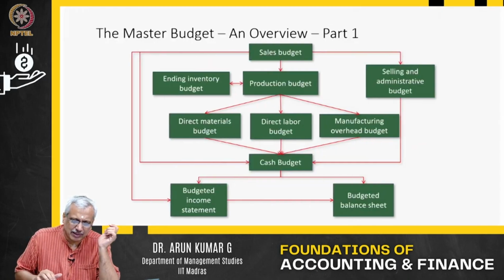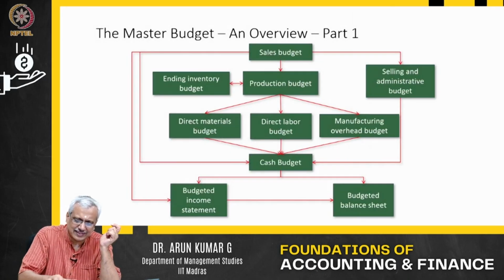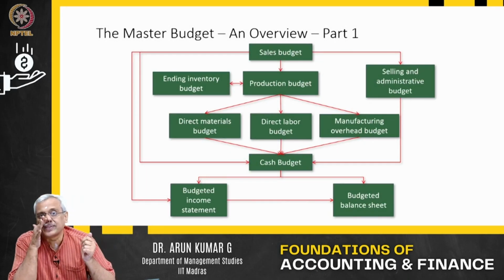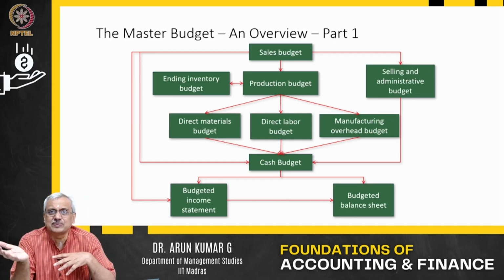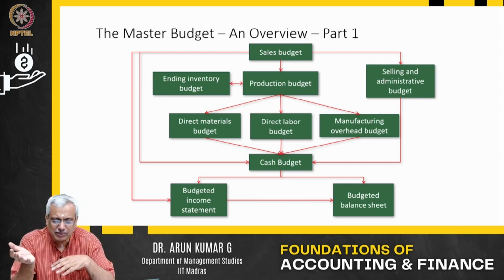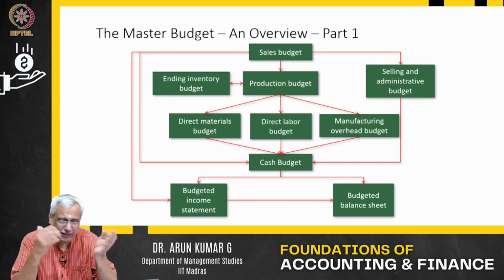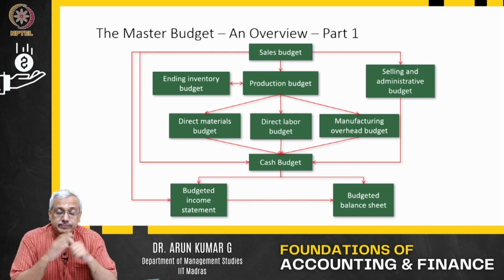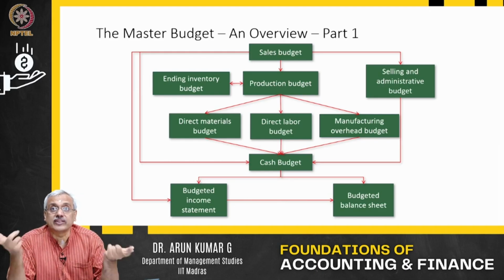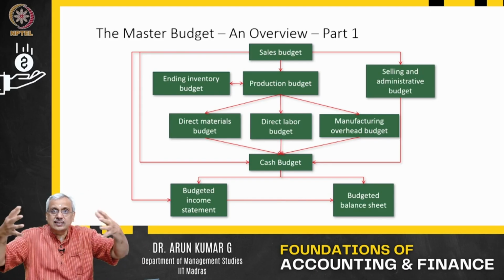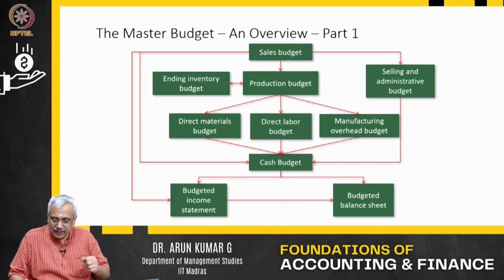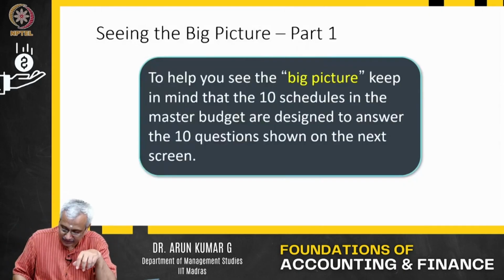What are the 10 schedules in the master budget? 1, 2, 3, 4, 5, 6, 7, 8, 9, 10. Count all these schedules: sales, ending inventory, production, selling and administrative budget, direct material budget, labor budget, manufacturing overhead budget, cash budget, P&L, balance sheet. The input also comes from the sales person in the field. I keep getting inputs, assimilate, understand, collate everything, and then get the ultimate output.